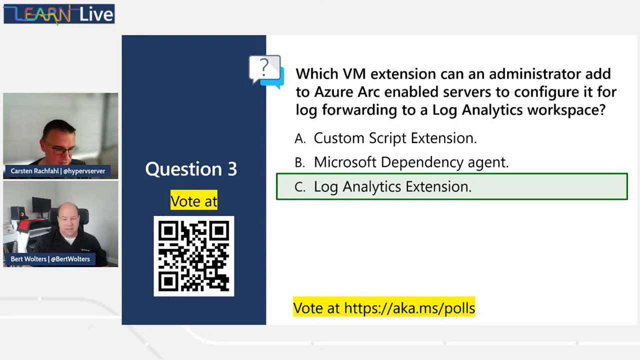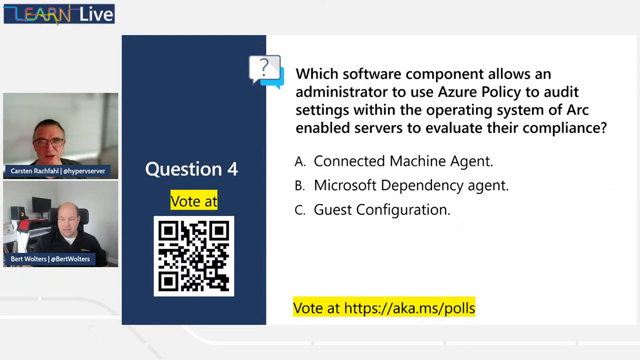So next question: which software component allows an administrator to use Azure policies to audit settings within the operating system of Arc-enabled servers to evaluate their compliance? Is it A, the connected machine agent, B, the Microsoft dependency agent, or C, guest configuration? And I think this is a hard one.